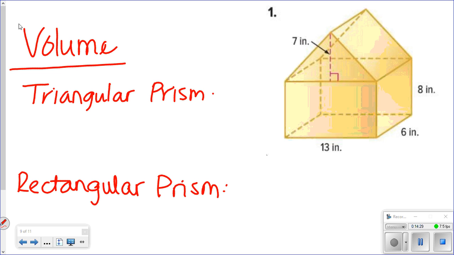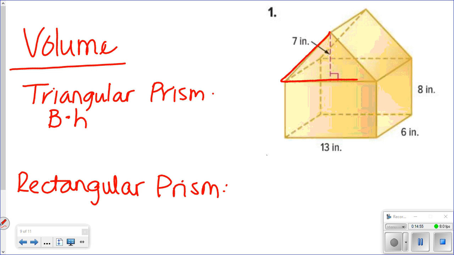So let's just go back to our formula again for a prism. It's the area of the base times the height. I'm only going to focus on the top part. I'm not looking at the bottom. The triangle is my base. What are the dimensions of the triangle? Seven and 13. Just the triangle.